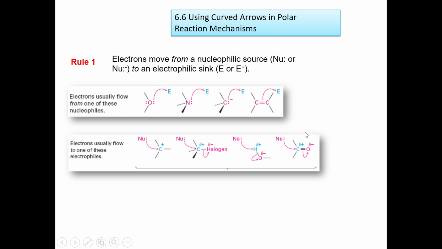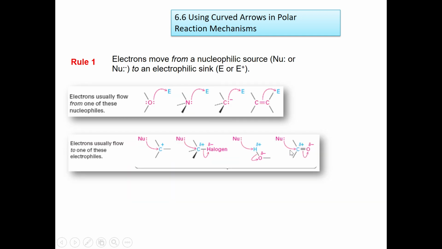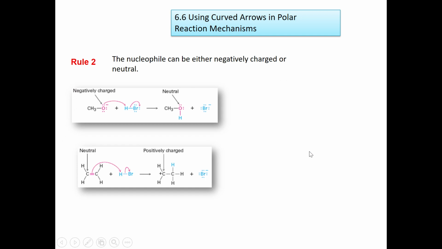Or, if we are using double bonds, the nucleophile attacks the carbon that has a partial positive charge. Okay, this attacks here, and then the double bond between the carbon and the oxygen is going to the oxygen. The most important is don't break the octet.